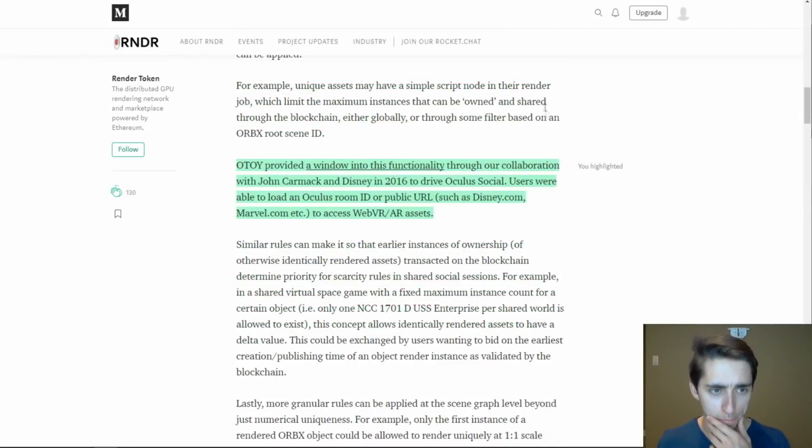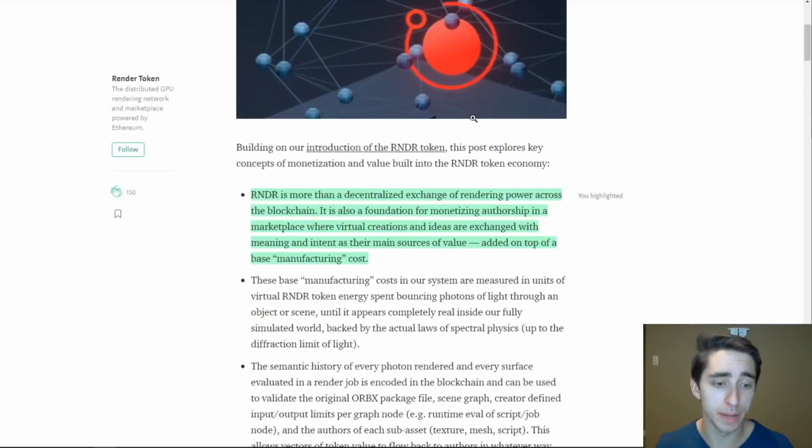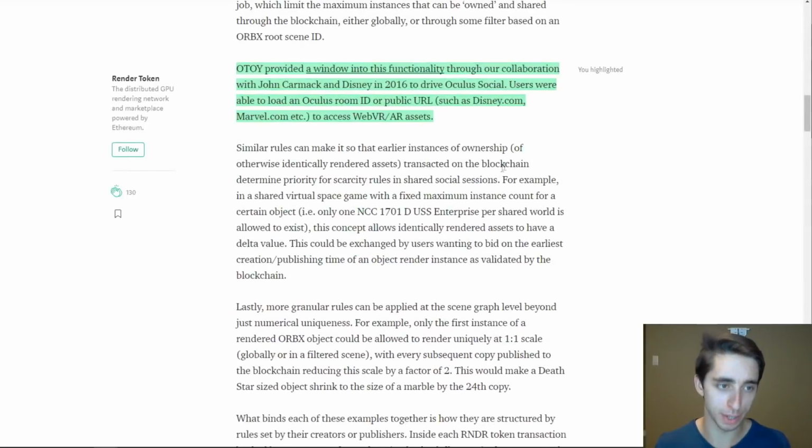And this is a big thing here. It's highlighted in another one of their Medium articles called A Photon-Driven Economy. What really stuck with me is the ability, in this case, to monetize authorship. So this is a good example. I think they'll really sell it.